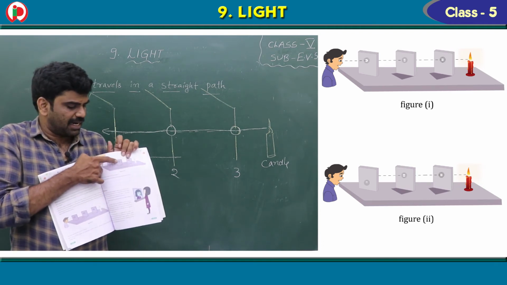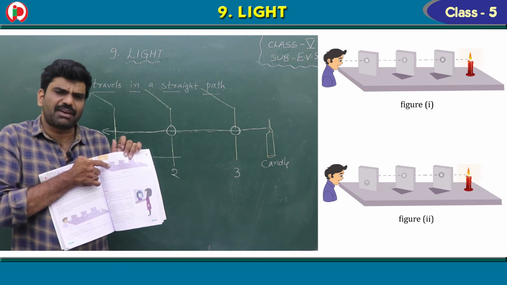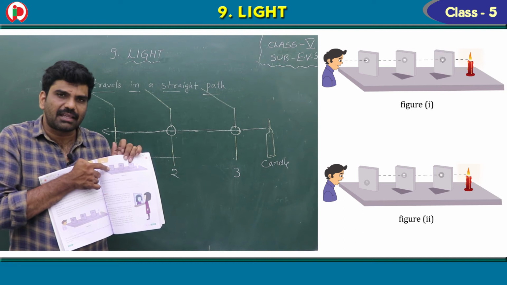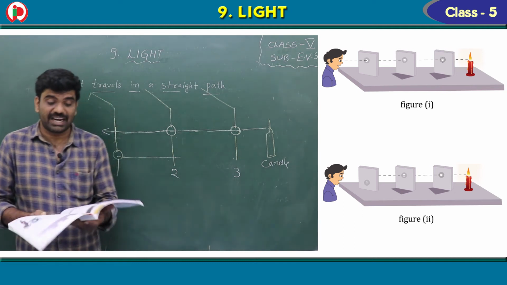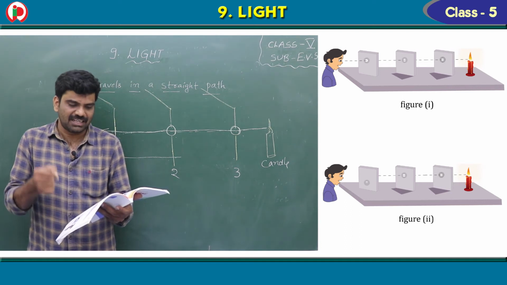Why? Because the candle light is coming in this position, and our eye is in this position. We can't see. From this experiment, it is clear that light travels in a straight line. So write your conclusion. Yes, light travels in a straight line.